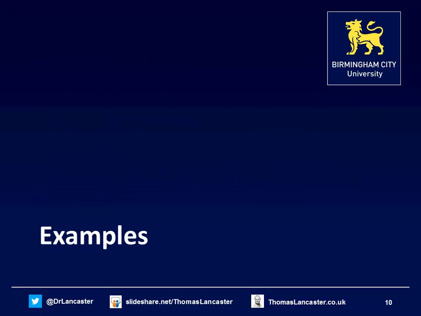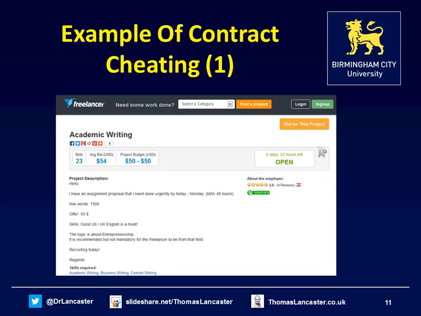I think at this point it's worthwhile looking at two examples of contract cheating, and I've pulled these together today, which at the time of recording this presentation is May 2014. So these are still live. They're both found on Freelancer.com, which is the largest agency type site now where students can post work they want completed and put this out to tender.